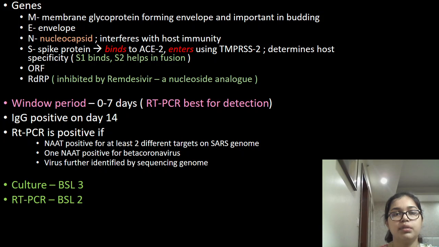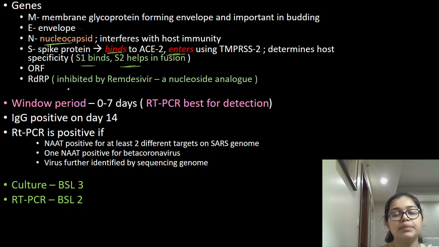The genes which are important are M, a membrane glycoprotein forming the envelope, and it's important in budding. E for envelope, N for nucleocapsid, it actually interferes with host immunity. S for spike protein, now it binds to the ACE2 receptor and it enters using the TMPRSS2 receptor, so the two are different for binding and entering. And S is of two types, S1 and S2. S1 binds, S2 helps in fusion.